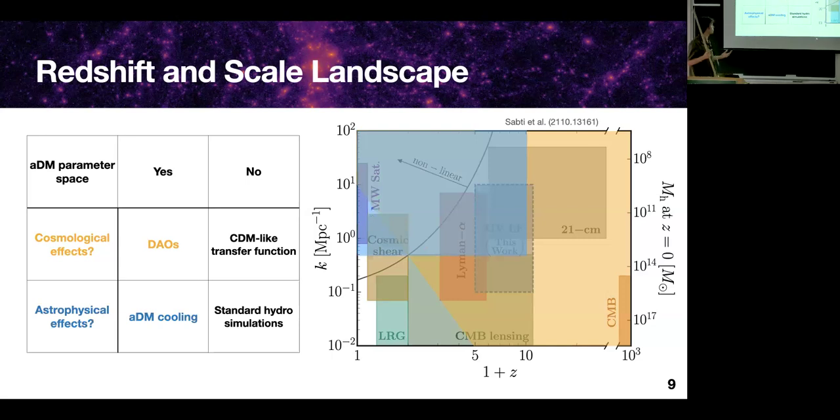Additionally, as I said, we can have astrophysical effects. At late times and more galactic scales, this is when we may have to worry about ADM cooling. Or if ADM cooling isn't efficient, we can still just use standard hydrodynamic simulations. So I want to motivate this idea of breaking down our ADM parameter space, since it's so hyperdimensional in 5D, into simplified regions where we can assume: is ADM cooling relevant or not? Is cosmology relevant or not? And that's how we can target different experiments to look for these observables.